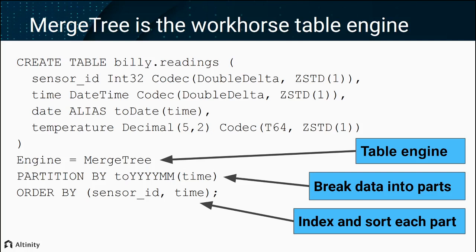Another thing, in the third column, we have a date, and that's actually an ALIAS, which means it is computed off the column before it. So that allows us to have additional columns that we can reference, but they aren't actually stored, which saves space.